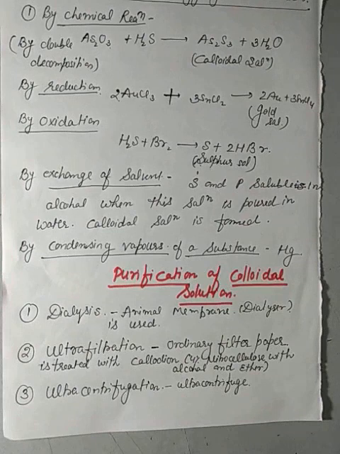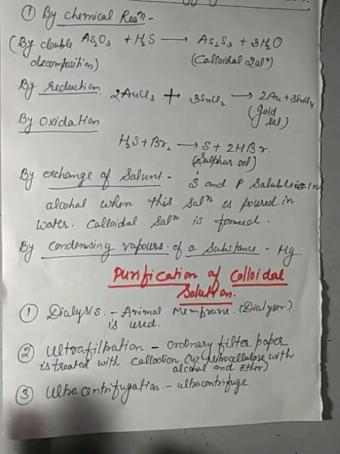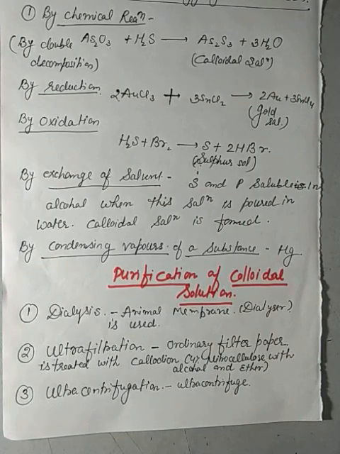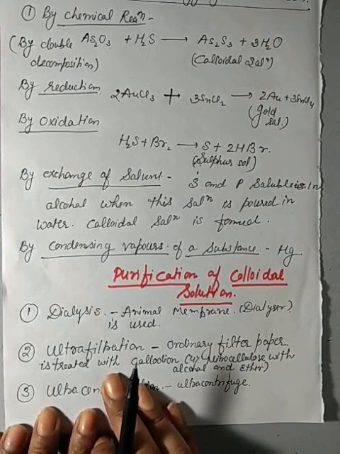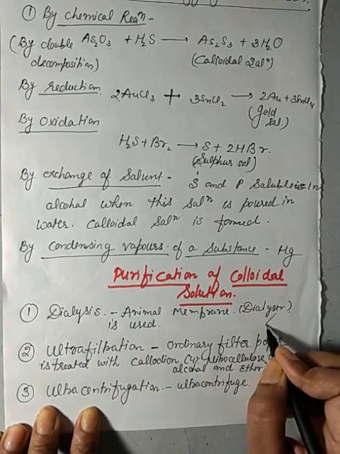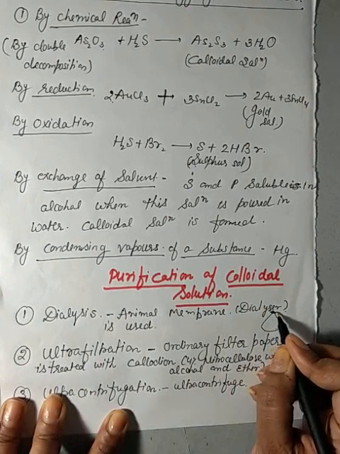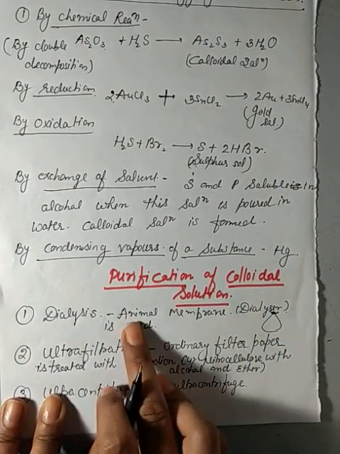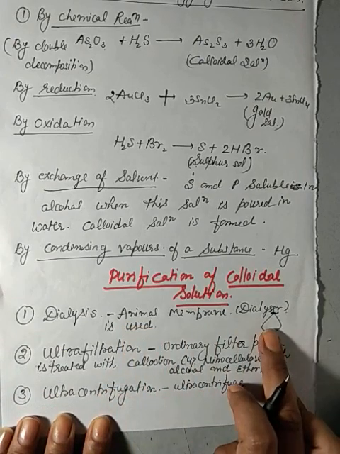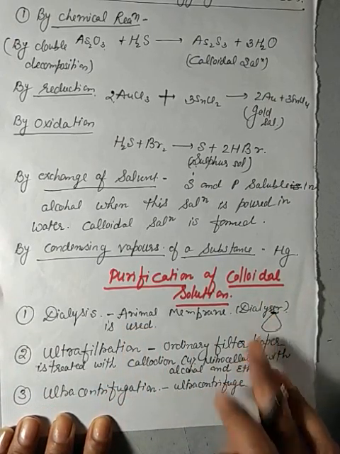The process of separating the particles of colloids from those of crystalloids by diffusion of the mixture through a parchment or an animal membrane is known as dialysis. As we have already discussed, colloidal particles cannot pass through the parchment paper or the animal membrane. So in the process of dialysis, we simply make a bag of the animal membrane and we fill the impure colloidal solution in this bag, and we just hang this bag.